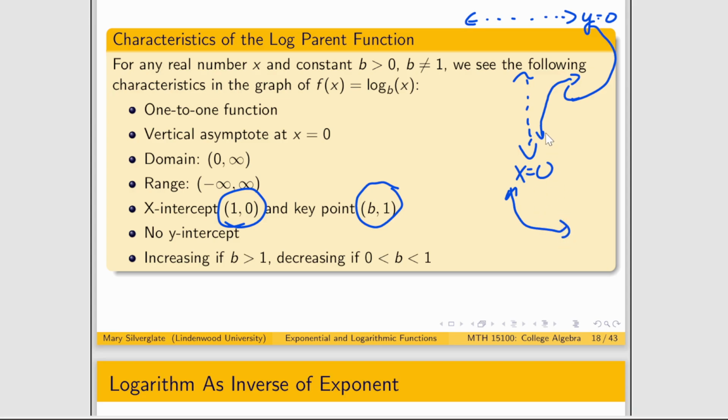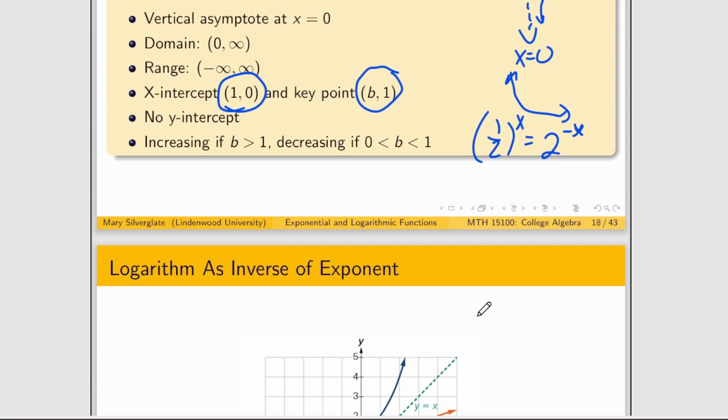It's going to end up reflecting over the x-axis if it's a base between 0 and 1, and that again comes from the fact that if I have something like 1/2 to the x, that's the same thing as 2 to the negative x. So you've effectively reflected over the y-axis when dealing with the exponent, so that becomes reflecting over the x-axis when dealing with the logs, because you've inverted x and y for logs and exponents.